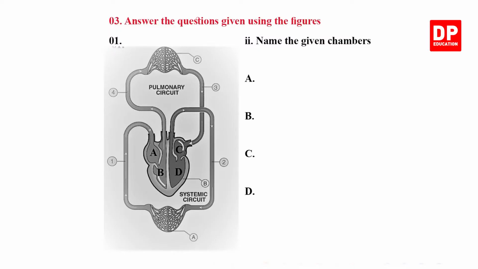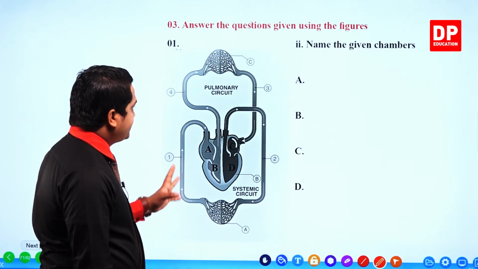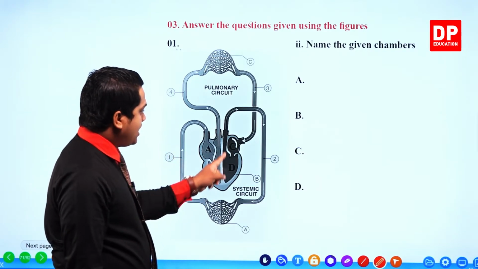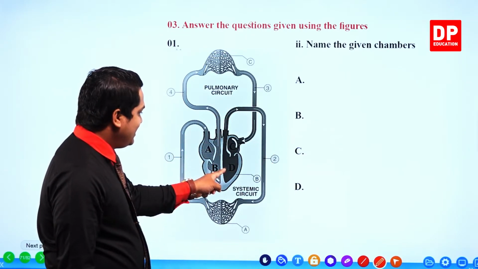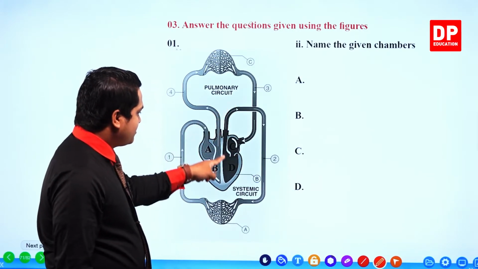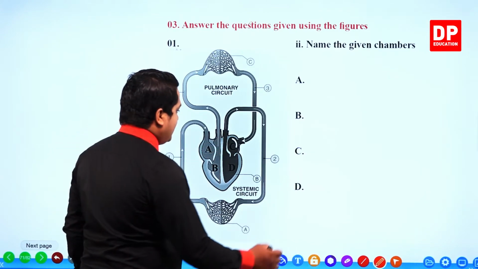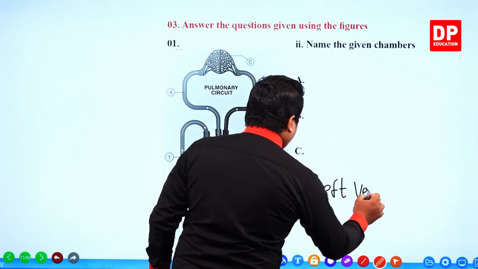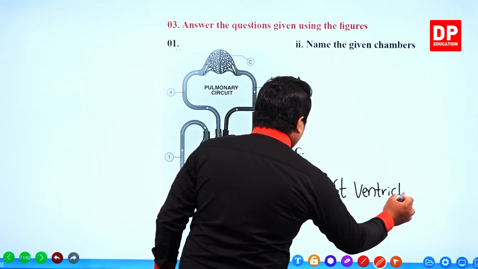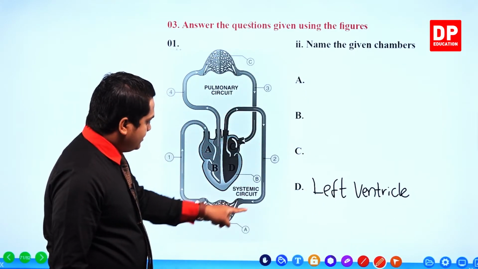Name the given chambers. So you have to name the chambers given A, B, C, D. First of all we have to identify the left and right. So we'll compare which one contains the aorta. The aorta is connected with the left-hand side, which is D here. So this is the aorta which comes to D. So D is the left ventricle.